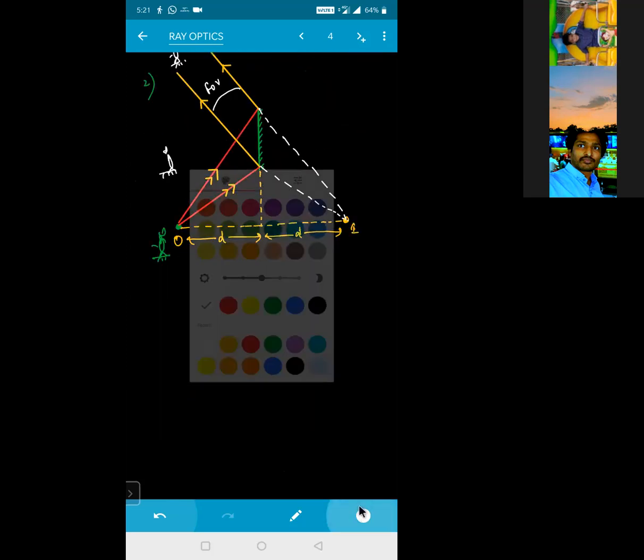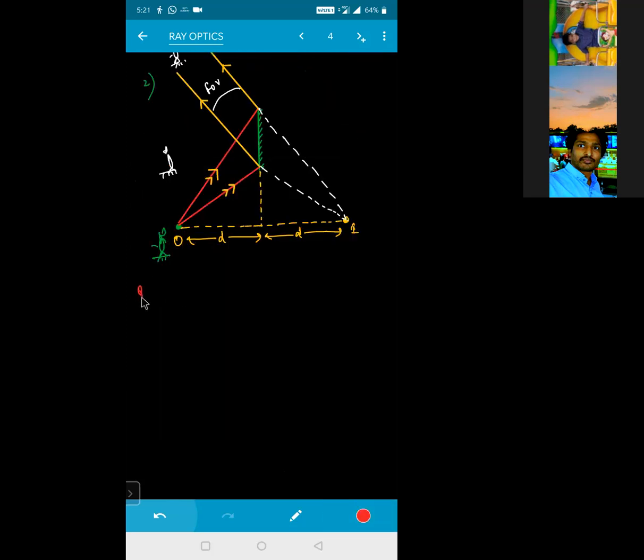Let me do one small question here right now. Find the field of view, FOV, for the bus as shown in the figure.